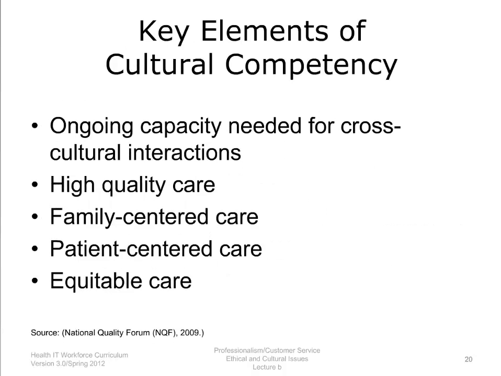The National Quality Forum's definition emphasizes 5 key elements of cultural competency. Ongoing capacity includes the policies, learning processes, and structures by which organizations and individuals develop the attitudes, behaviors, and systems that are needed for effective cross-cultural interactions.